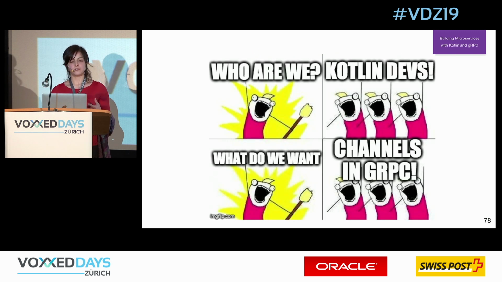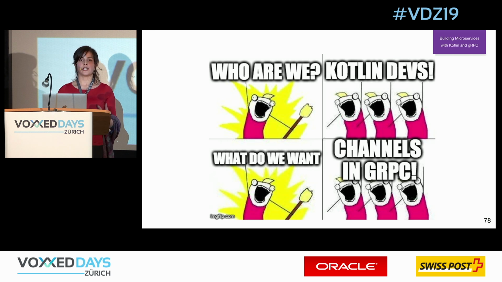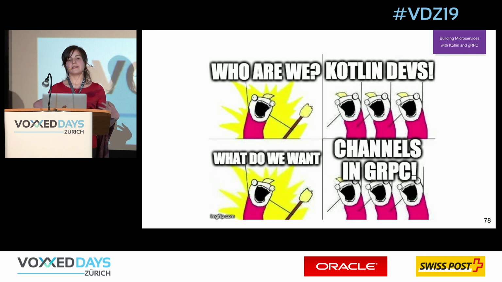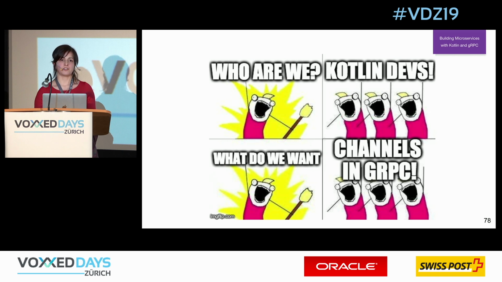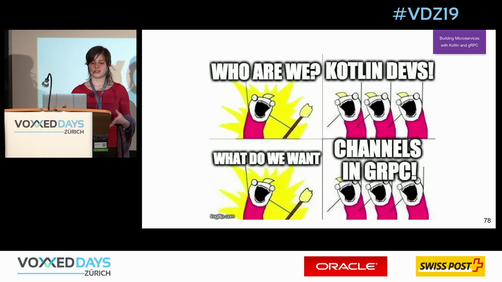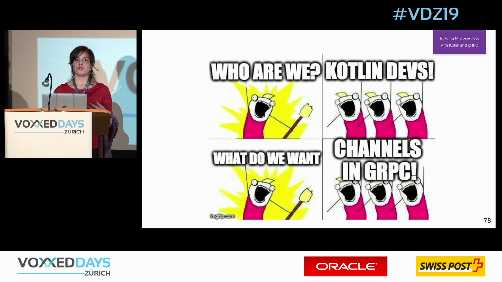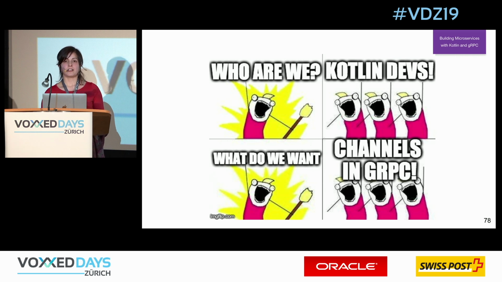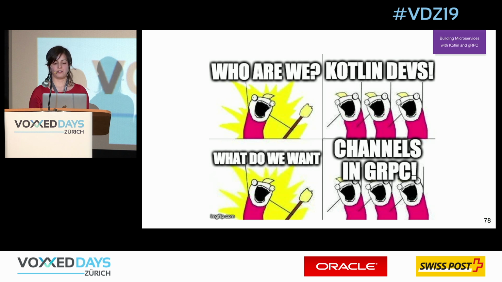Who are we? We are Kotlin developers. And what do we want? We want to use channels. The main problem in this code was stream observers and callbacks. And if we are using futures, we cannot get rid of them. But if we can use channels, we can get rid of them and make our code more straightforward.